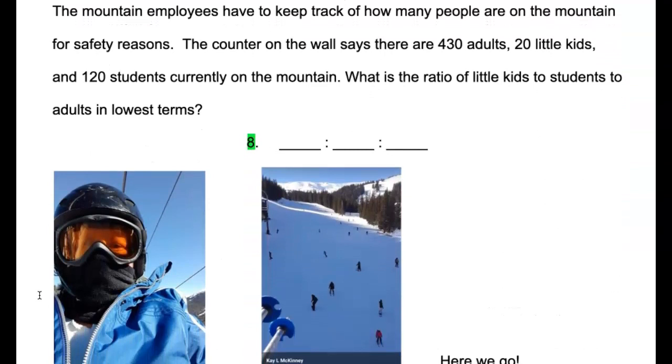The mountain employees have to keep track of how many people are on the mountain for safety reasons. The counter on the wall says there are 430 adults, 20 little kids, and 120 students currently on the mountain. So, write me the ratio of little kids to students to adults in lowest terms.